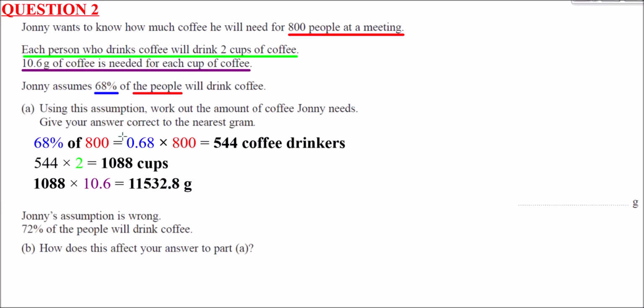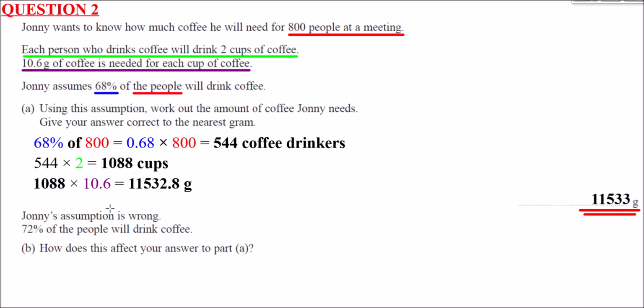It's asking us to give the answer to the nearest gram. So if we round this off to the nearest gram, that'll go to 11533, because the 8 will force the 2 to round up, because 8 is 5 or higher. So our answer is 11533.